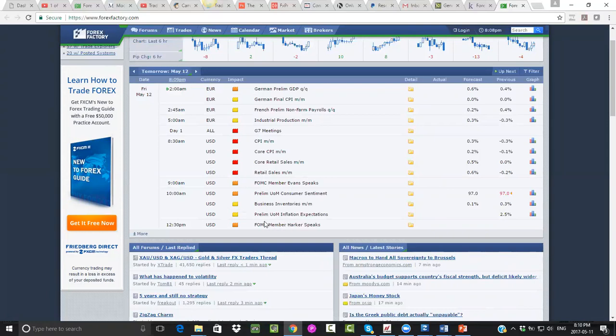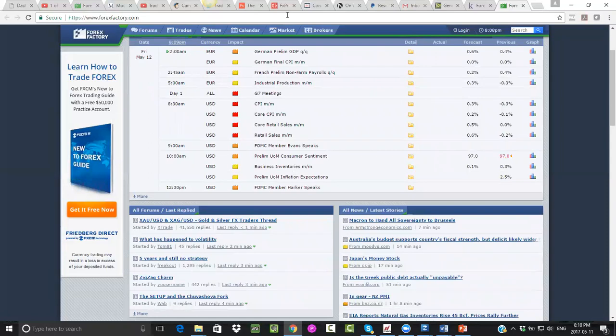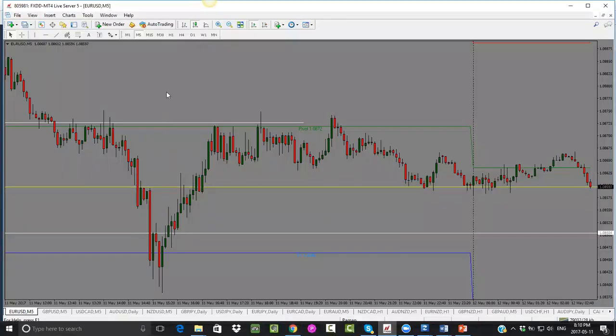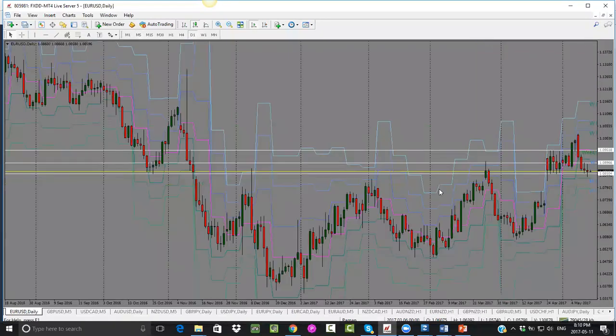We also have a couple of FOMC members speaking. Again, sometimes when these members speak, they can put out comments that can affect the currency negatively or positively. So that's pretty much it for tomorrow. That's the main, most important data. And then we do have preliminary GDP numbers for Germany, but the critical data will be this one here. So let's move on to the charts and take a look at what's going on.